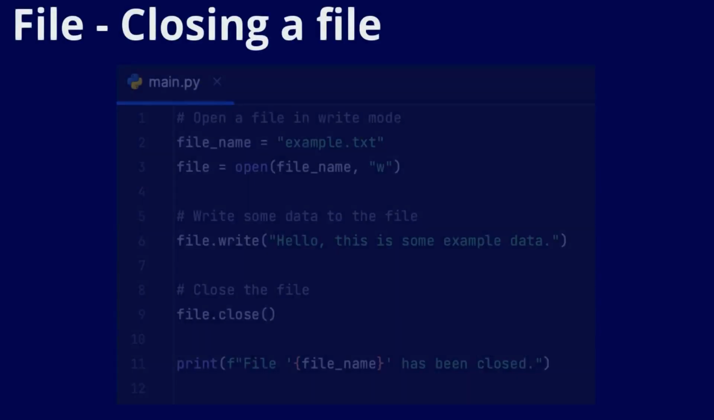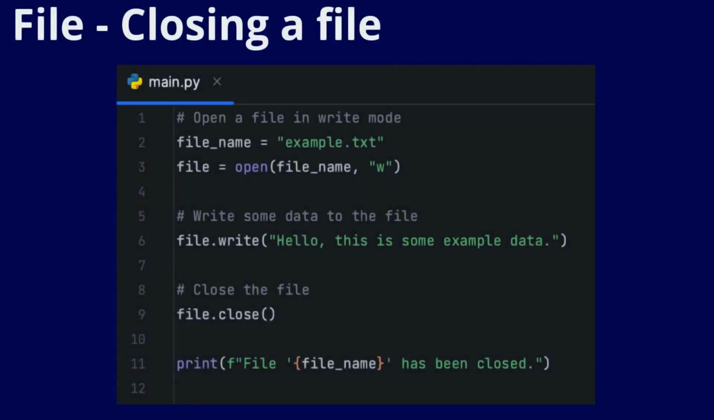Number 5, closing a file. After you have finished working with the file, it's essential to close it. To release file resources, use the close method. When you use the with statement, it will automatically close the file.